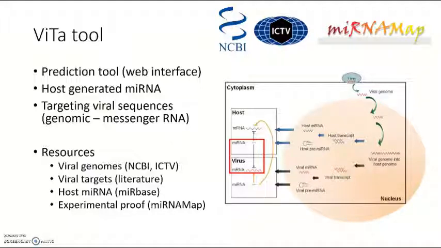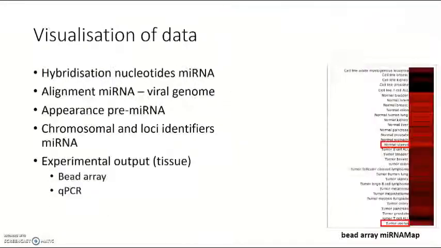ViTa tool itself comprises several resources. For instance, viral genomes are acquired from the NCBI databank and the International Committee on Taxonomy of Viruses, or ICTV, databank. Viral targets are processed from literature, while host microRNAs are derived from the miRBase database. Experimental proof is gathered through miRMap. The sequences have been entered. ViTa is able to visualize data in an enormous array, as presented on the slide itself.